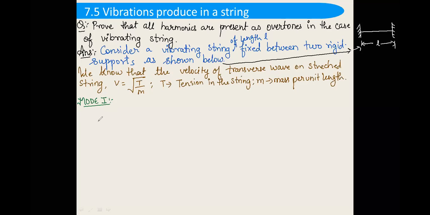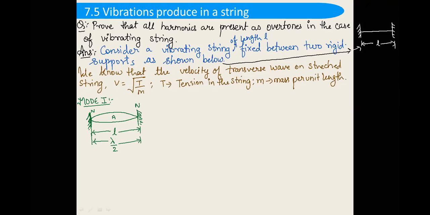Mode 1 means one loop. So this is the rigid support, the same rigid support, the same diagram. We pluck the string in such a way that exactly at the center one loop is forming. Since this is a denser surface, what is going to form over here? Node. Since this is again a denser surface, what is going to form? Node. Between two nodes, one antinode will be present. The length of the string is L, and also we know that the distance between two alternating nodes is lambda by 2, right?